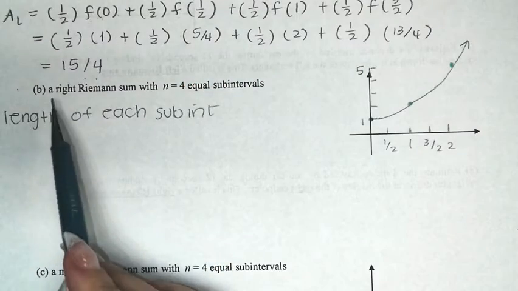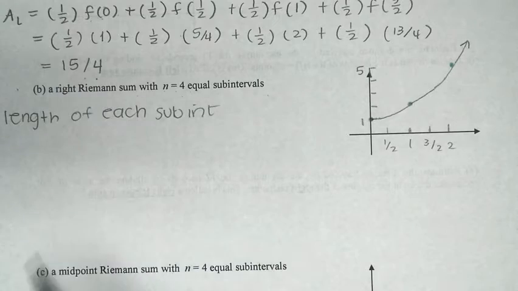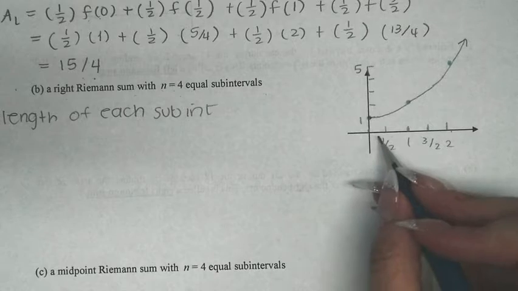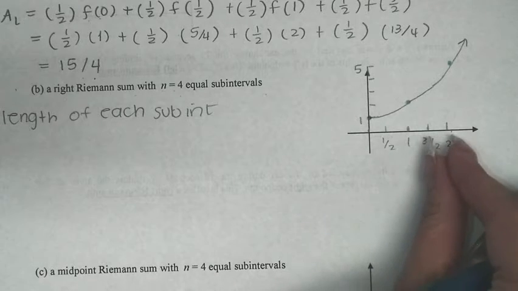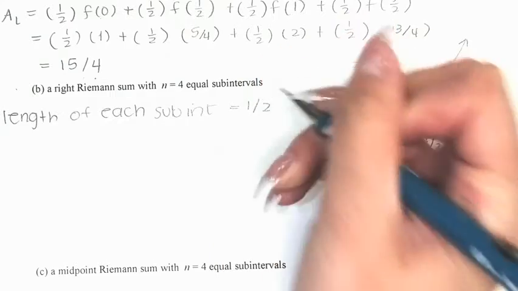The right Riemann sum with n equals 4 subintervals, same big interval, so it's from 0 to 2. So you have your subintervals here, 1, 2, 3, 4. What are you going to do? Again, the length of each subinterval is 1/2.